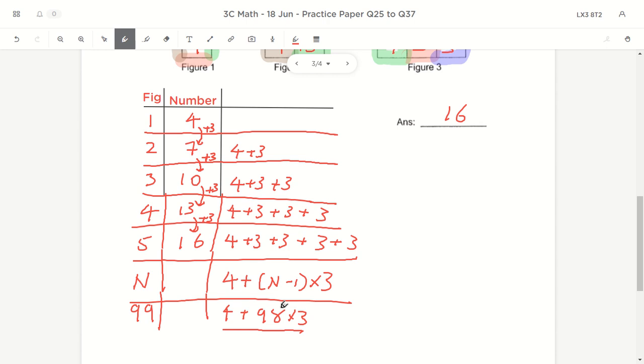It can be applied to any figure number you want, even figure number 999. Okay, so this is what we call finding a general formula. You will see more of this as you go higher up to P6. So for now, all you need to do is to see the pattern, or at least just draw it out. You will see that it's 16. Okay, so this is a good question. We will see more in the future.